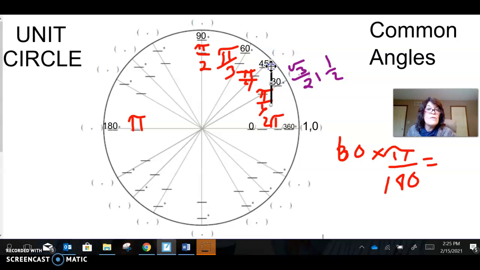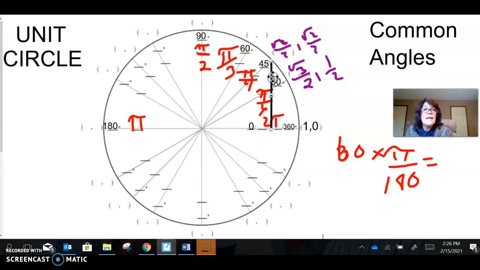The 45-degree angle, if I would make a triangle out of that, I'd have 45, 45, 90. And that's the one where the x and the y coordinate are the same. They're both square root of 2 over 2. So you have (square root of 2 over 2, square root of 2 over 2). I really wish I had my pen. Square root of 2 over 2 is x. Square root of 2 over 2 is y.